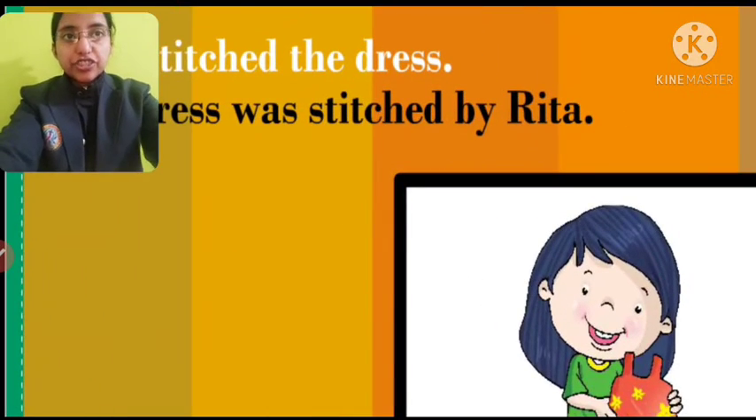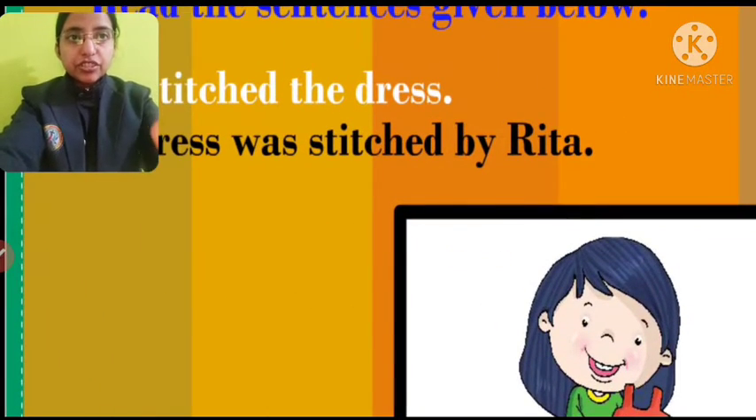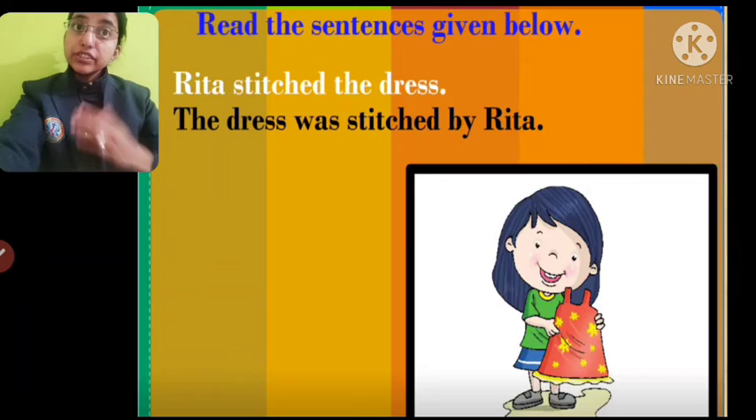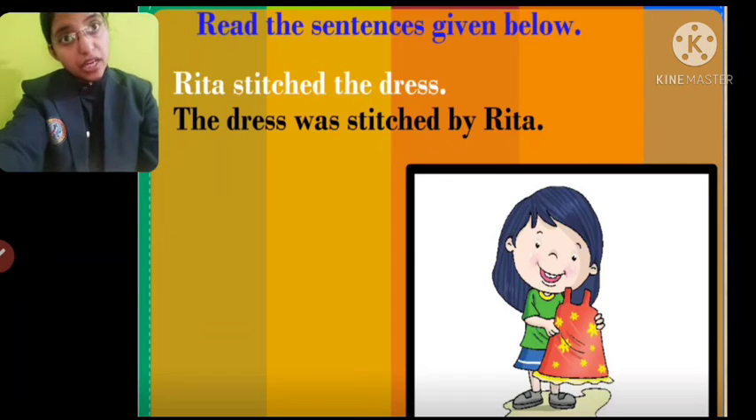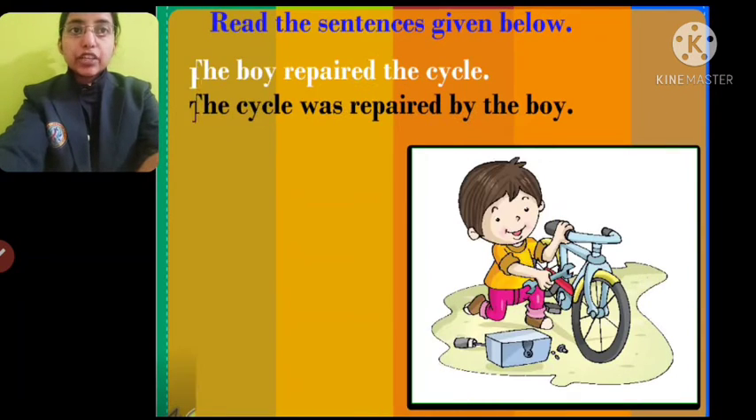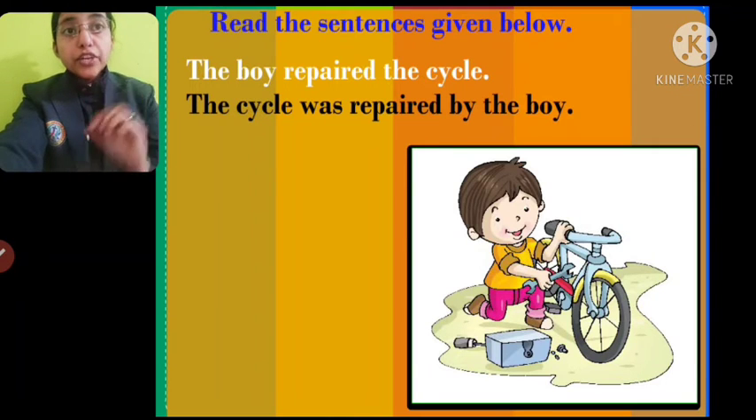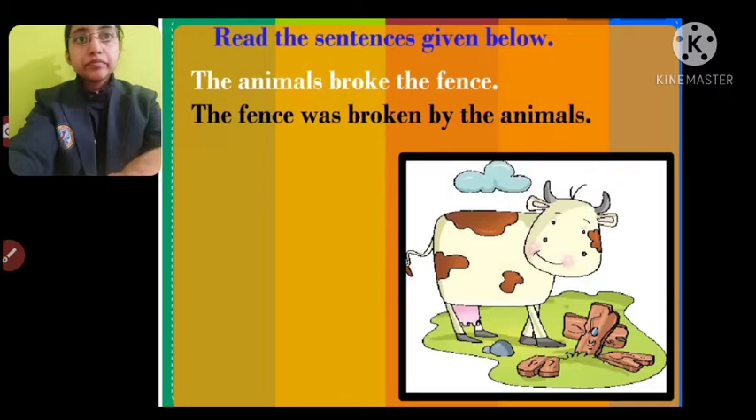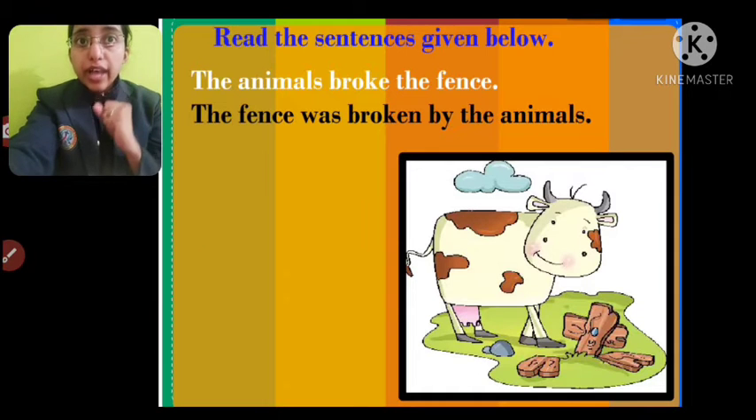Rita stitched the dress. Okay, second one. The dress was stitched by Rita. Okay, second one. The boy repaired the cycle. Second, the cycle was repaired by the boy. The animals broke the fence. The fence was broken by the animals.